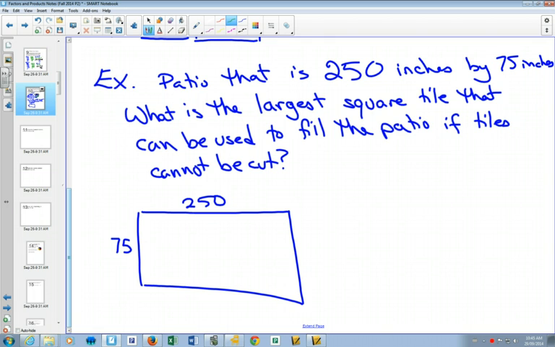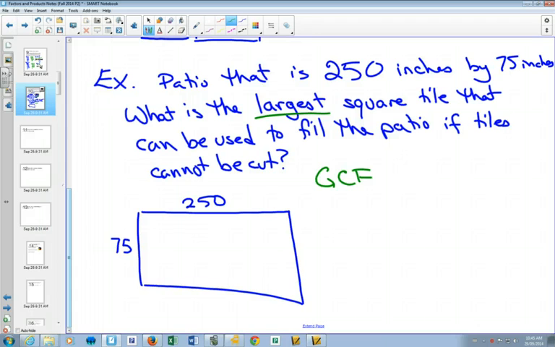But the question is, what is the largest square? And what are we doing when we're trying to find a number that divides both 75 and 250? What's that called? Factorization. And factorization is going to help us find the greatest common factor. So this is a question that's looking for the greatest common factor.